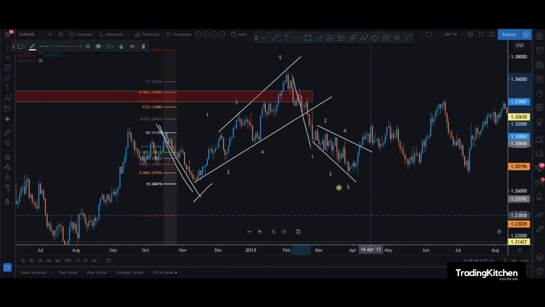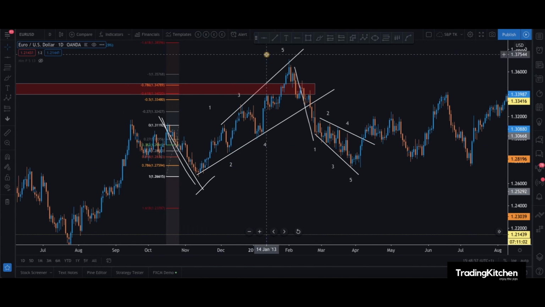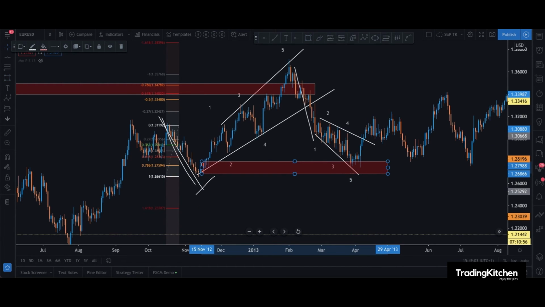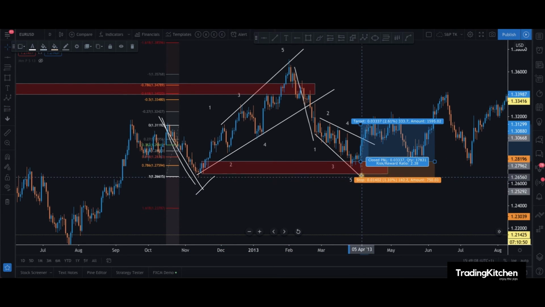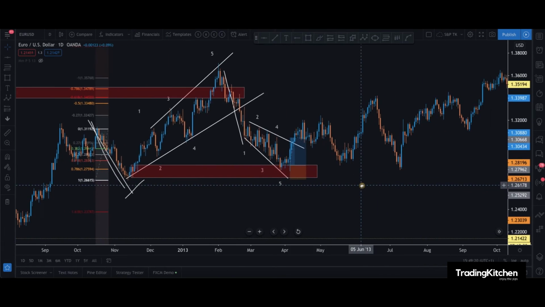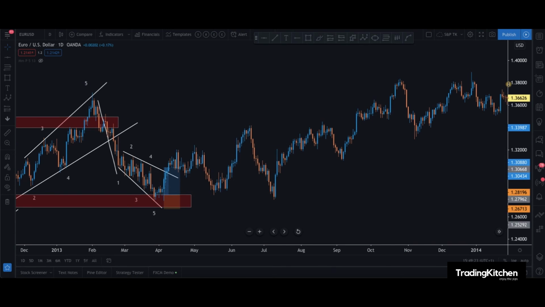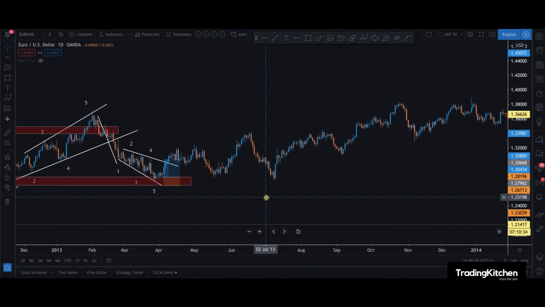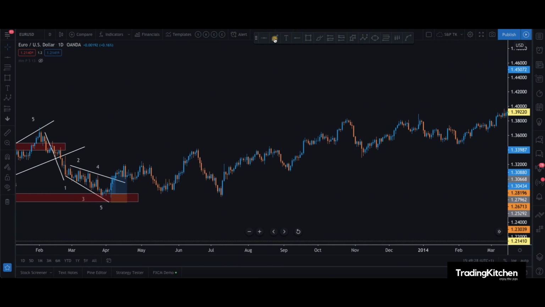Impulse down, channel down, so 0, 1, 2, 3, 4, and 5. Long here. Why here? Because here it's a very good structure, as you can see. Long here. Stop loss will be 2 pips below the structure, and 0.4 is our target. Maybe this is another channel. Let me see.